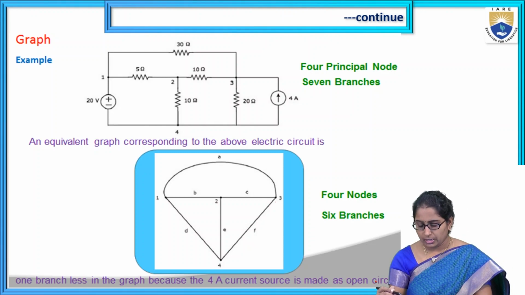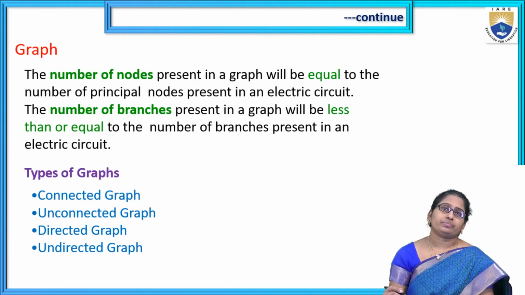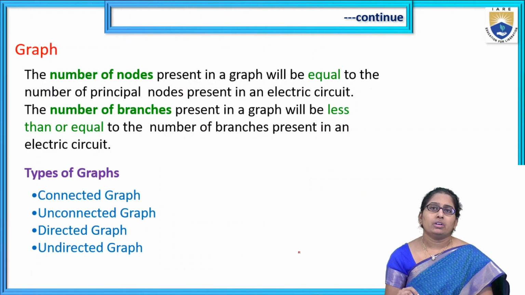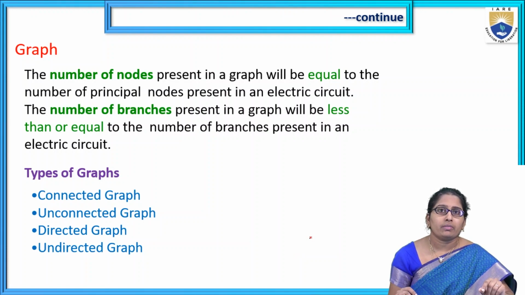Finally, what can we say from this? The conclusion is that the number of nodes present in the graph will be equal to the number of principal nodes present in the electric circuit. Nodes are the same.